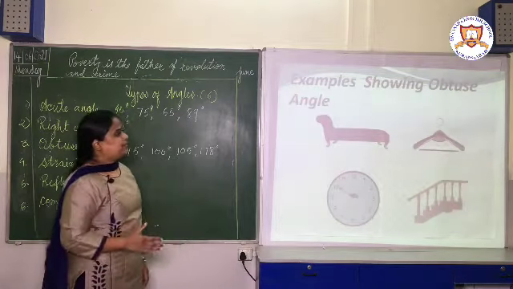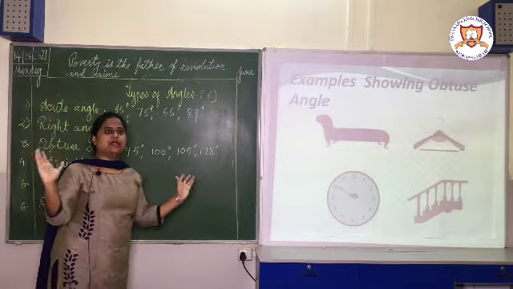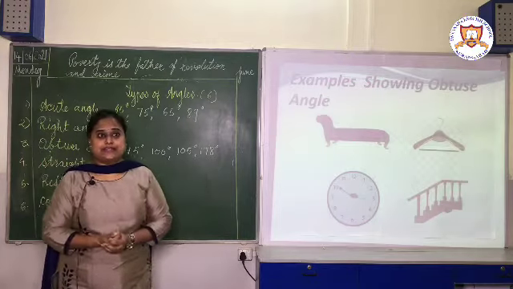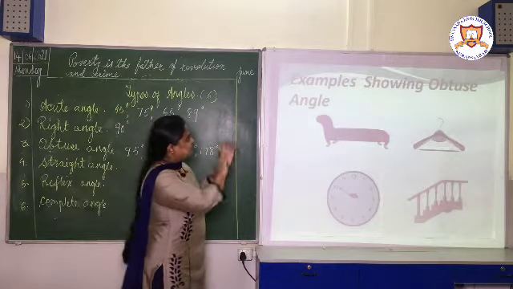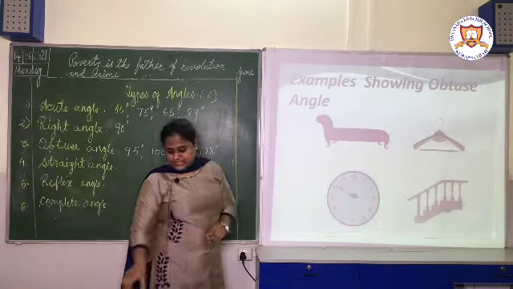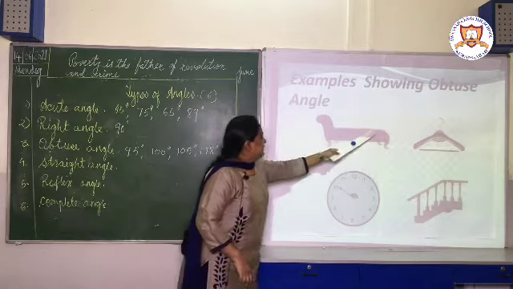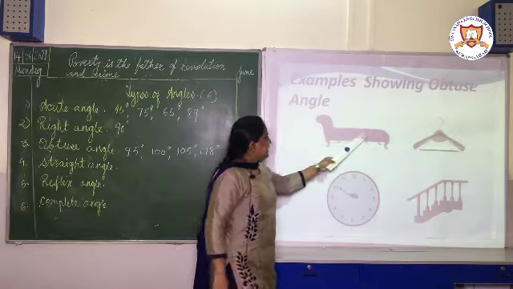Example showing the obtuse angle. Now, many more examples are there in our surroundings, n number of angles are there, but we have to observe carefully and find them out. Here, an example showing the obtuse angle. See, this is the chair. In this chair also we can see the obtuse angle.